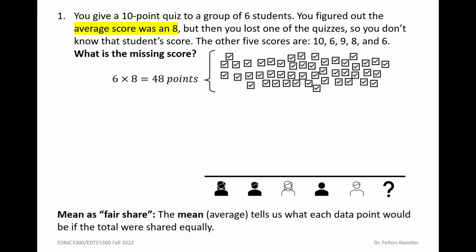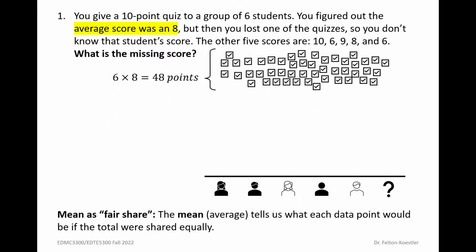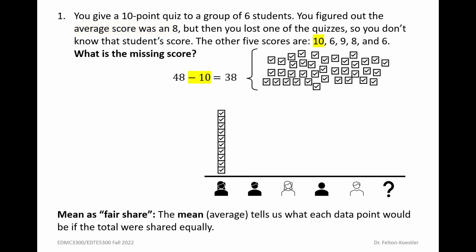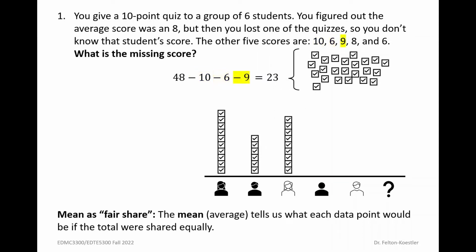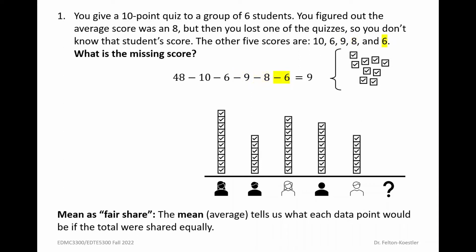But that's not what they actually scored, so I'm going to move those off to the side, and then I'm going to fill in what I do actually know. I know that the first kid scored a 10, so I've used up 10 of my points. I have 38 left. My next kid scored a 6. The next student scored a 9. The next one scored an 8. And the next one scored a 6. And so that tells me that I have 9 points left over for the missing score. And that helps me fill in the information.